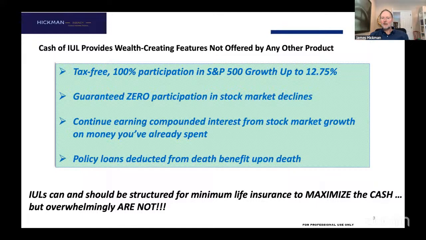You can't get that from a conventional bank today, even if you pledge your house as collateral. So they're going to charge you somewhere in that 4 to 5.5% annual interest, which will come out of your remaining cash. But because you didn't touch your own cash, you're still getting up to 12.75% growth from the stock market on the proceeds of your loan. You're still earning the compounded interest.